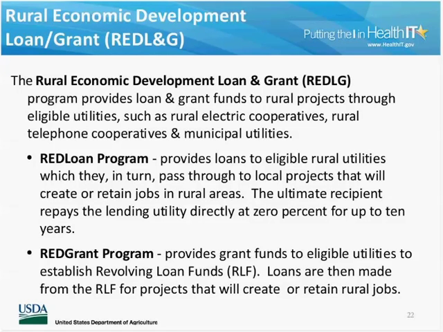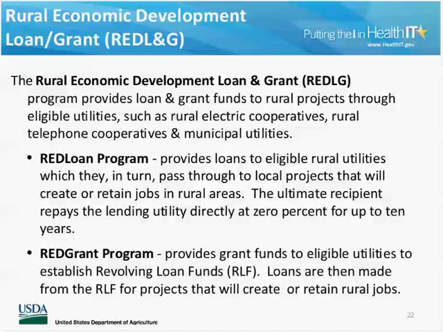REDLG, which is really what everybody calls it, is a pass-through program where USDA is working collaboratively with eligible utilities. Typically, they're rural electric cooperatives, rural telephone cooperatives, and eligible municipal utilities. Like the name indicates, there are both loans and grants available. REDLG Loans provides a loan to that eligible utility, which they in turn pass on through to a local project, and that local project has to in some way create or retain jobs. The REDLG grant program does about the same thing, only it's a grant.